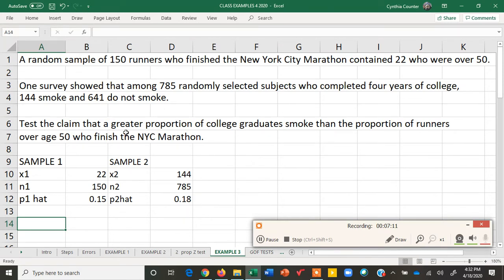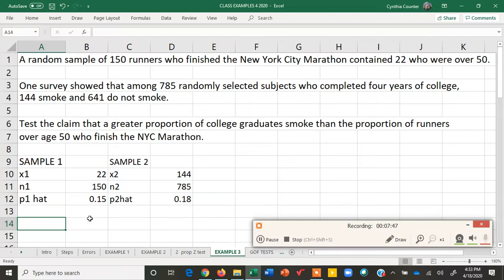So it says test the claim that a greater proportion of college students smoke, so that's 18%, than the proportion of runners over age 50 who finished the New York City Marathon. Now what's interesting about two-tailed tests is, depending on how you set up the claim and H1, you can make the test either a left-tailed test or a right-tailed test. So sample 2 is greater than sample 1.